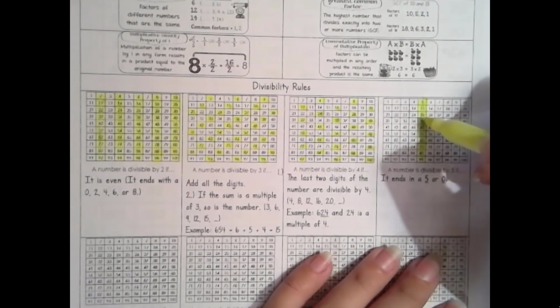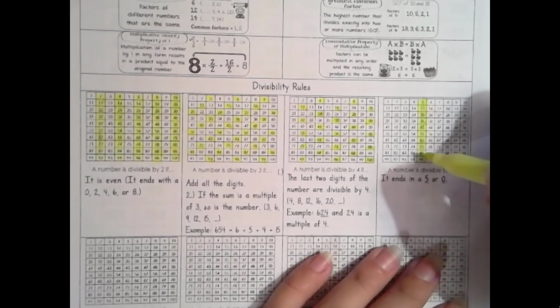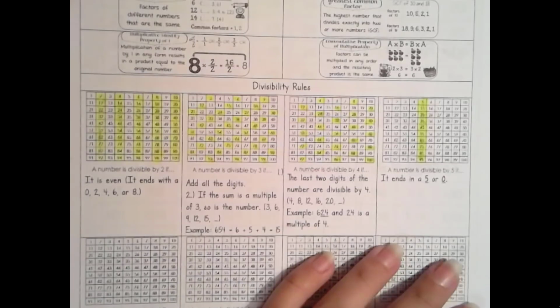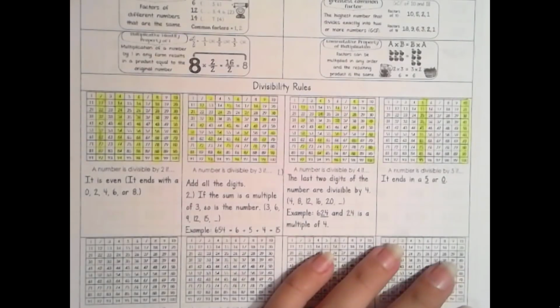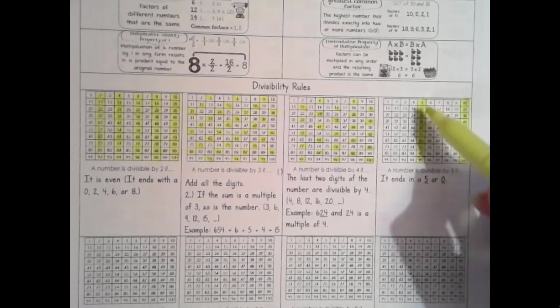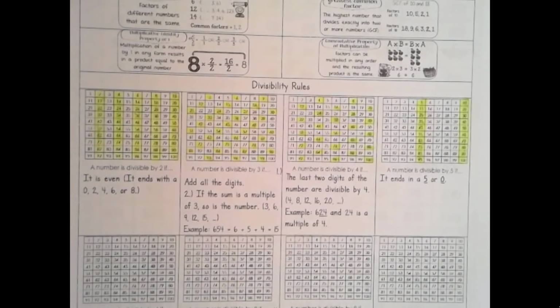5, 15, 25, 35, 45, 55, 65, 75, 85, 95. Those all end in a 5. And 10, 20, 30, 40, 50, 60, 70, 80, 90, 100, those all end in a 0. So all of these are multiples of 5, or 5 is a factor of each of these numbers.